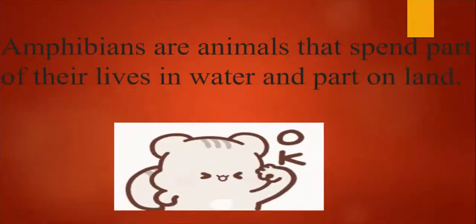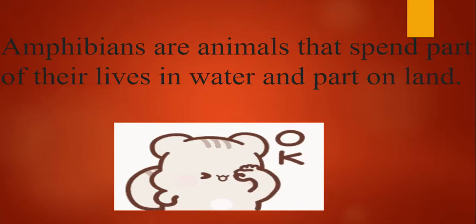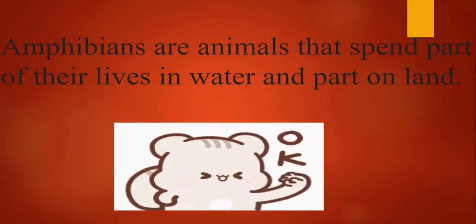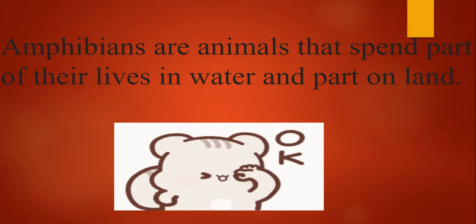Dear children, amphibians are the animals that spend part of their lives in water and part on land. And we know that frog and salamander can live both on land and in water. So they are known as amphibians, as they can easily survive on land as well as in water, as they have features which help them to survive in both land and water. Okay, that we will discuss in the next concept.